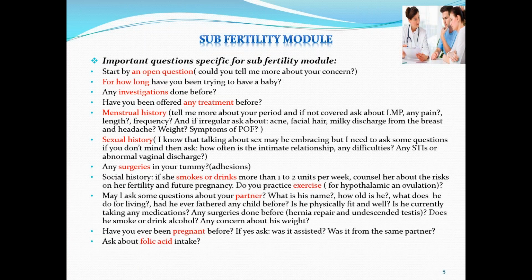Then do not forget to ask about smoking and drinking alcohol. And if it's positive, give her advice about cessation of smoking and drinking alcohol. Also, you need to ask about exercise, because excessive exercise can lead to hypothalamic dysfunction and can lead to ovulatory disorders. You need to rule out male factor of infertility.